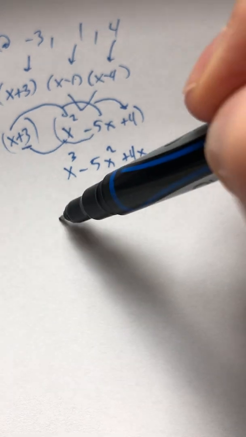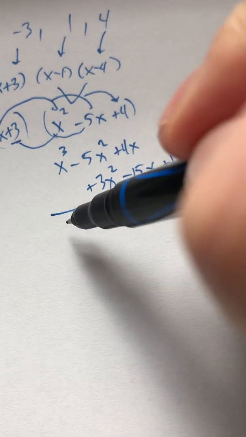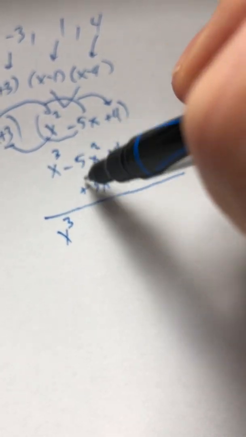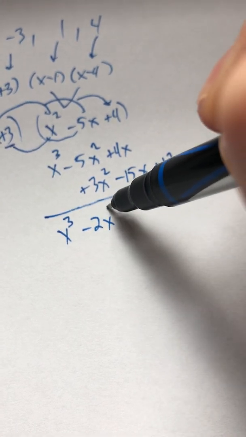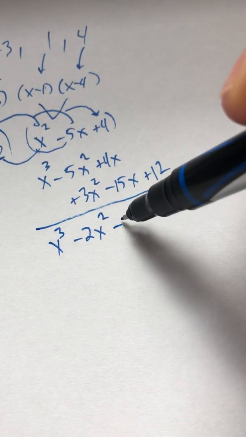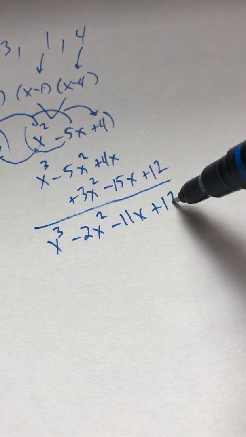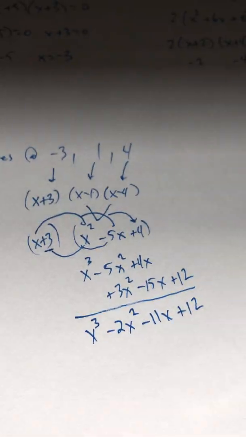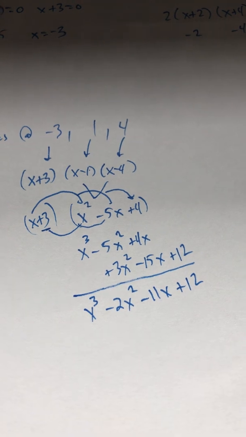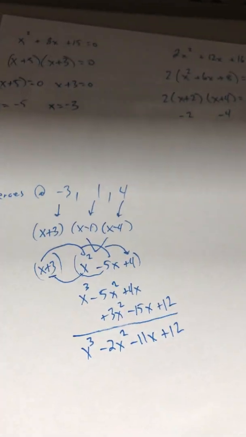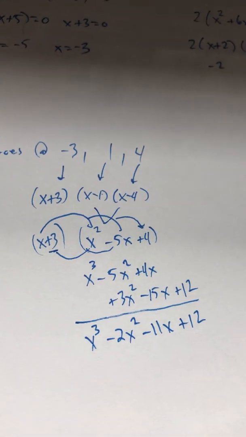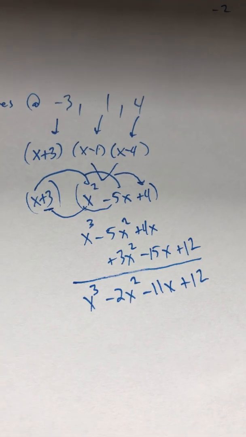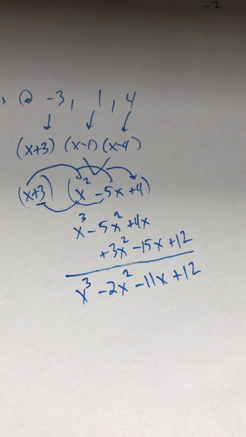And so now I can just go ahead and add my like terms together. So x cubed, this would be a minus 2x squared, and minus 11x, and a plus 12. And there's an equation in standard form that should contain those zeros if we've done the multiplication correctly. So how can I check my answers? Well, now what I can do is plug in, and I have 3 to choose from.